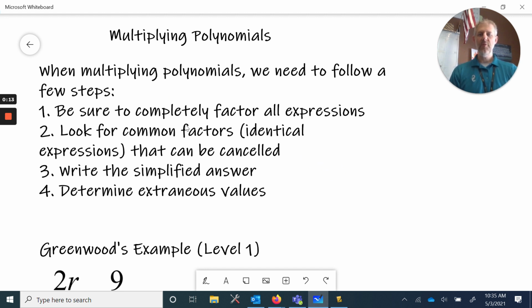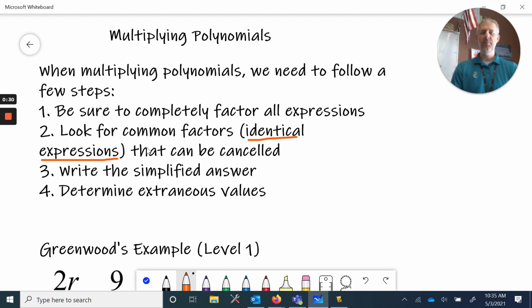So here are your steps. You can read them on the screen. So we need to follow a few steps. So make sure we do some factoring. If we completely factor all expressions, that'll help us identify step 2, which is common factors, which are identical expressions that can be canceled. So really what we're looking for here is things we can cancel out and to reduce and simplify.